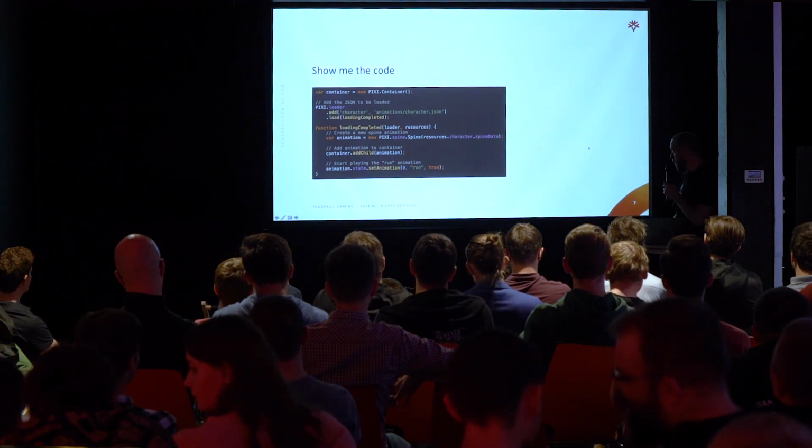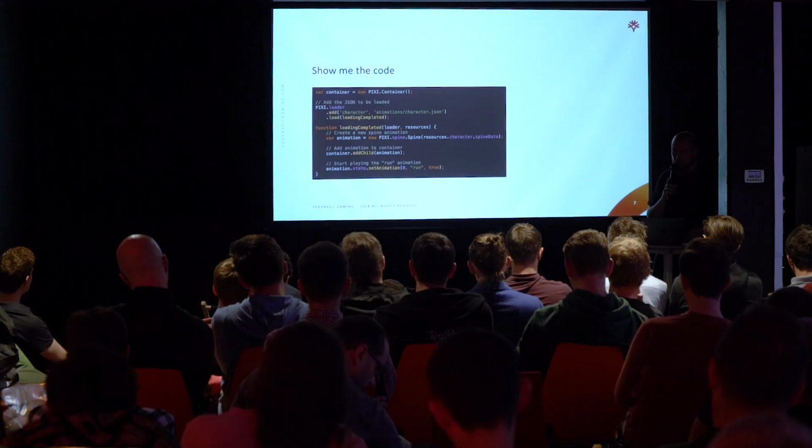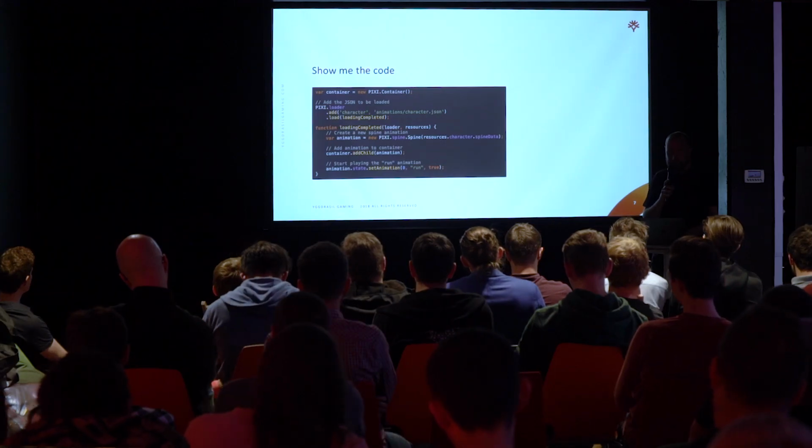Okay, so how does it look when loading a Spine animation with code? First we load the exported JSON file using the Pixi loader. And when loading is completed, we create a new Spine animation with that Spine data. Then we add the animation to the container and simply play the animation of our choice.